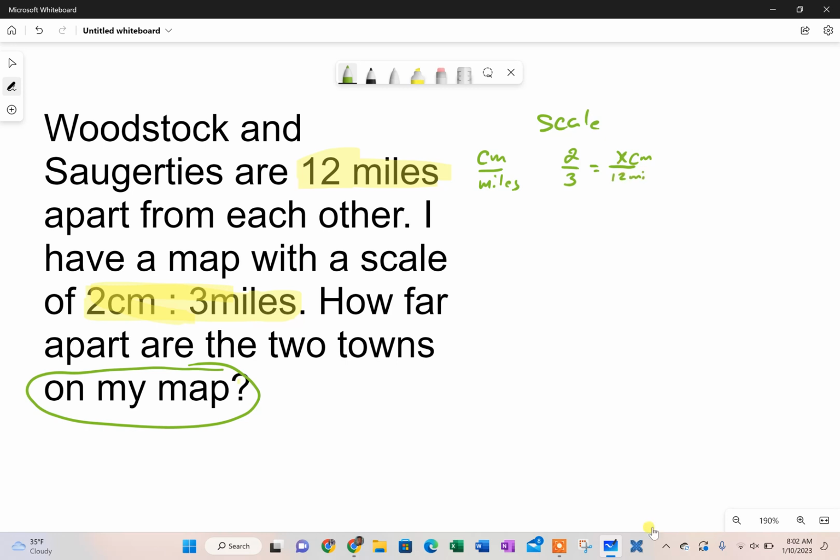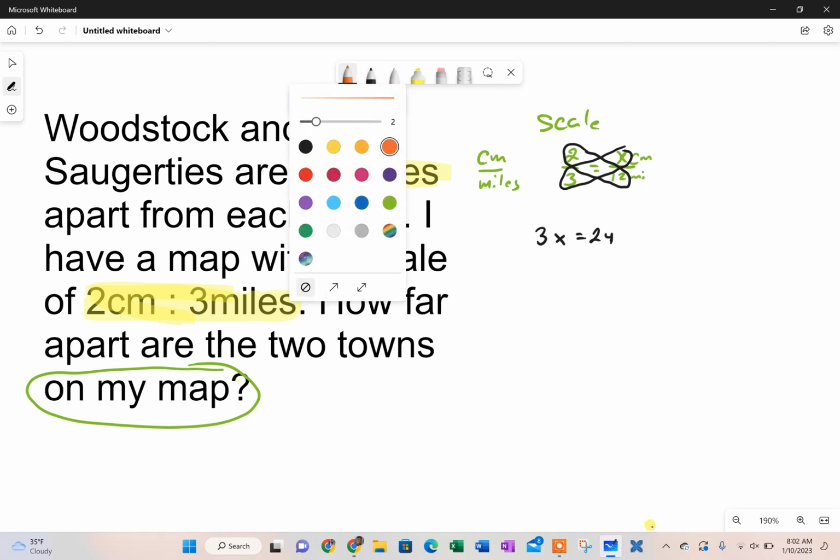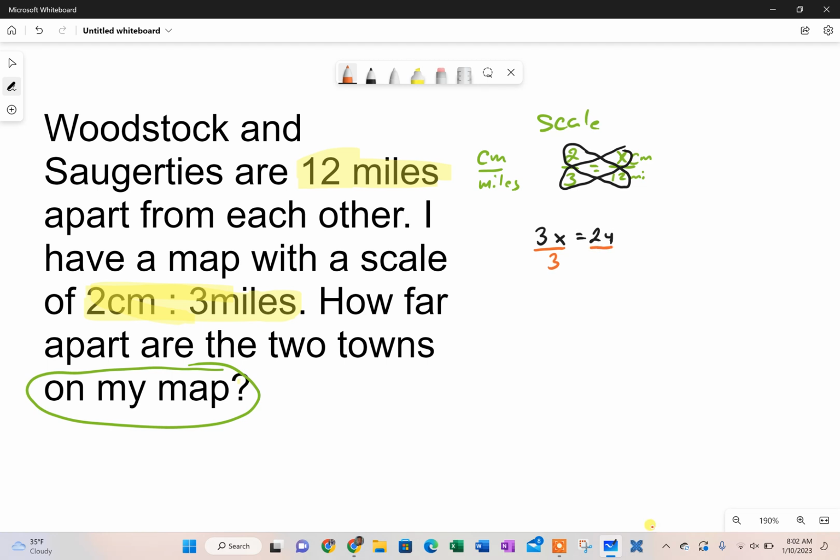Now, once we have that, the second step is to cross multiply. 3 times x is 3x. 2 times 12 is 24. After you multiply, then you're going to divide. I don't want 3x, I just want 1x. So I'm going to divide: 3x divided by 3 is just x, and 24 divided by 3 equals 8.